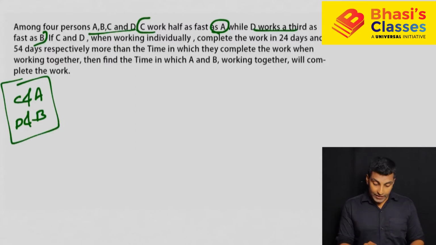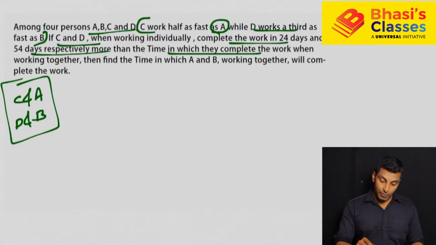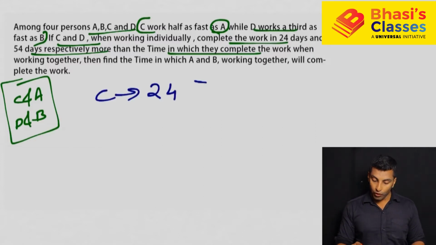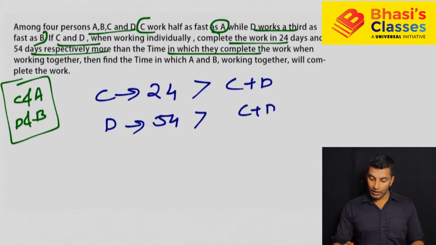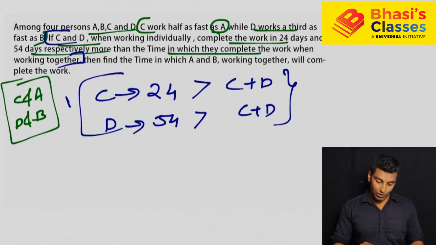Let's see the question. If C and D, when working individually, complete the work in 24 days and 54 days respectively more than the time in which they complete the work when they are working together. So very simple, this is just like the previous question. If C working alone takes 24 days more than C plus D working together, and D working alone takes 54 days more than C plus D working together, that's what this information says. Now from this, the question is going to be very easy. From this you can find in how many days C plus D working together complete the work, right?